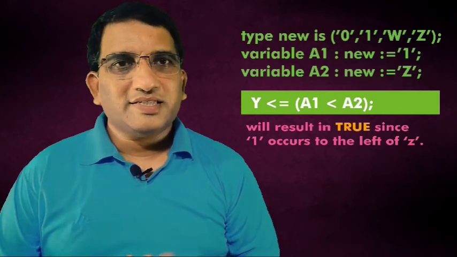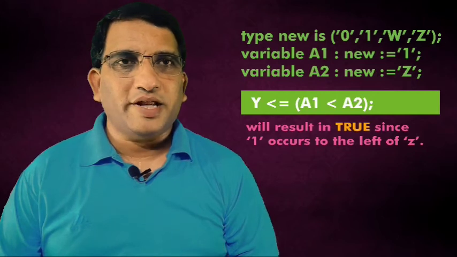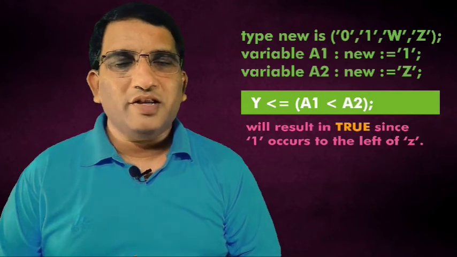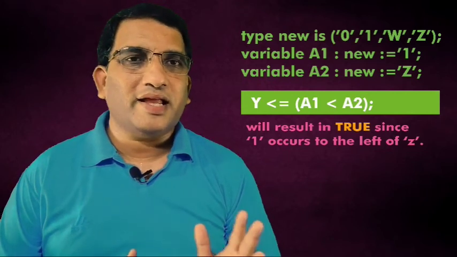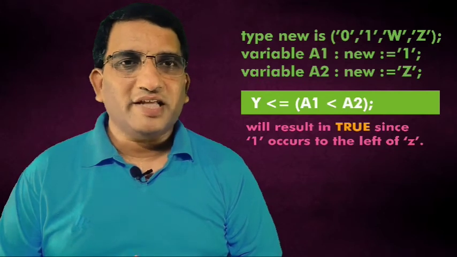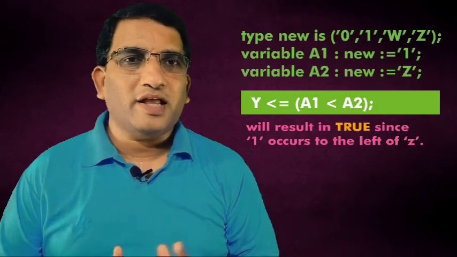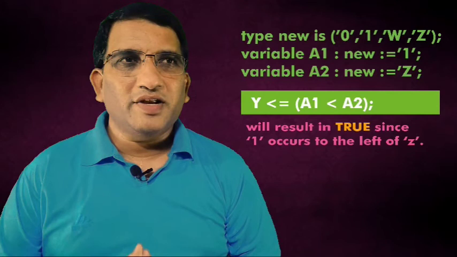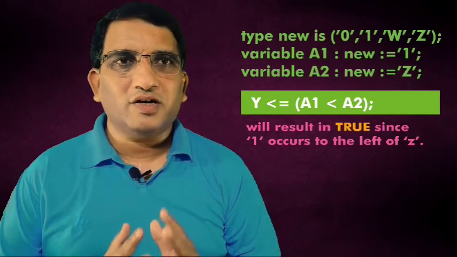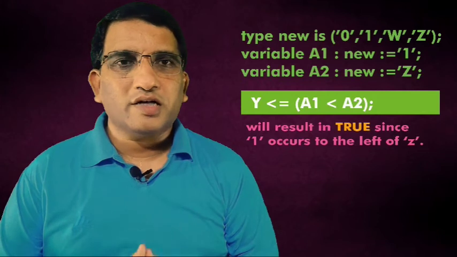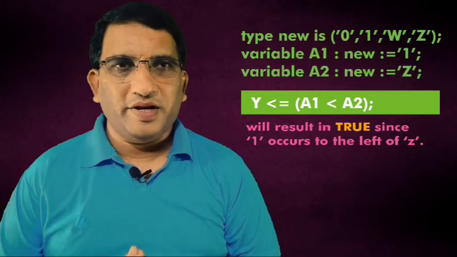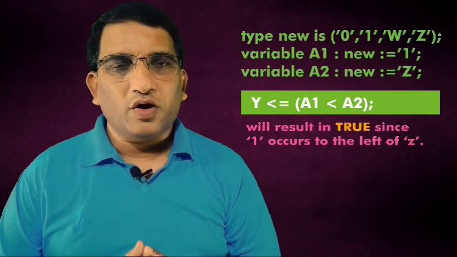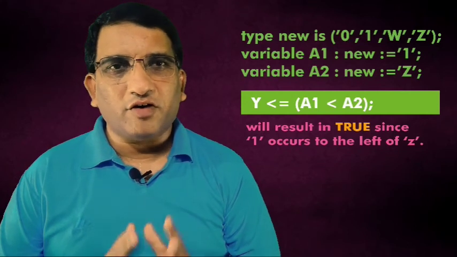Now, let us give some command. Let us use some operator. I am using the operator A1 less than A2. When I use this operator A1 less than A2, this operator will check the relative values of A1 and A2. Now, when I apply this operator, it will result true, since 1 occurs to the left of Z. I will repeat, it will produce the result true because 1 occurs to the left of Z.